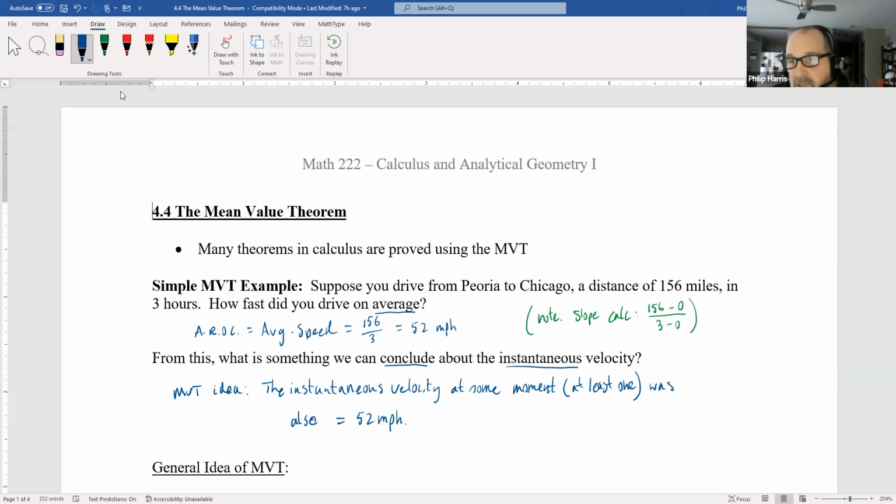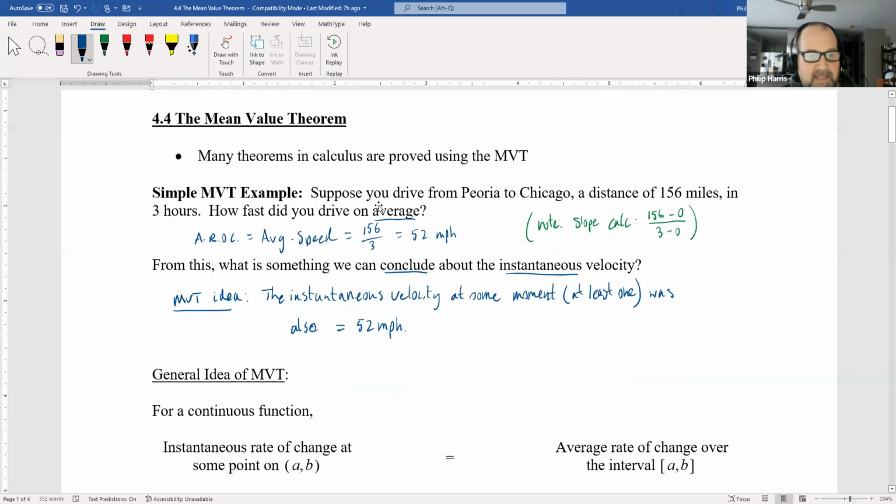So this is a pretty logical idea. If we average 52 miles per hour on the whole trip, it means we must have been going faster than 52 miles per hour on some of the trip, and slower than 52 miles per hour at other points in the trip. And we cannot put our car in a time warp. The only way our car can go from slower than 52 to faster than 52 is by, at some moment, at least one moment, becoming 52 miles per hour exactly. So this is the idea of the mean value theorem. It relates an instantaneous rate of change to an average rate of change in some interval.